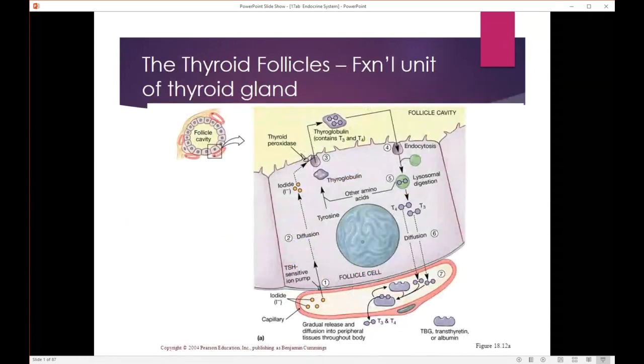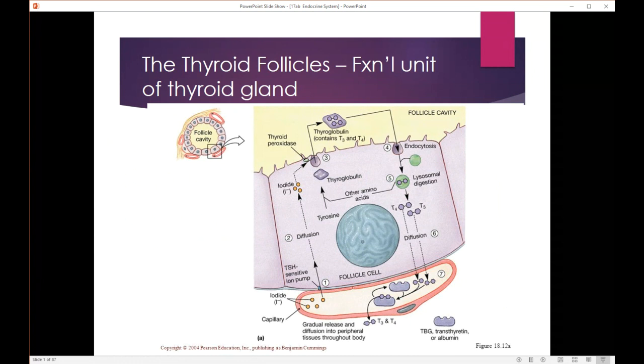Okay. So this is sort of our thyroid follicles. The thyroid follicle is the functional unit of the thyroid gland. So you can see it's sort of created this follicle right there. There's the follicle cavity. Okay. And so what you'll see here is our iodide ions. The iodide ions down here at number 1 are going to be pumped in through what's called a TSH sensitive ion pump. So the TSH sort of activates it, okay, to start seeing that ion getting pumped in.